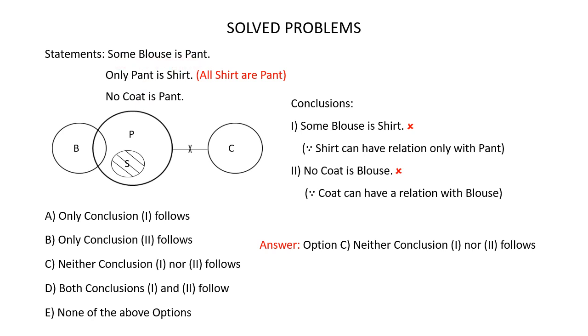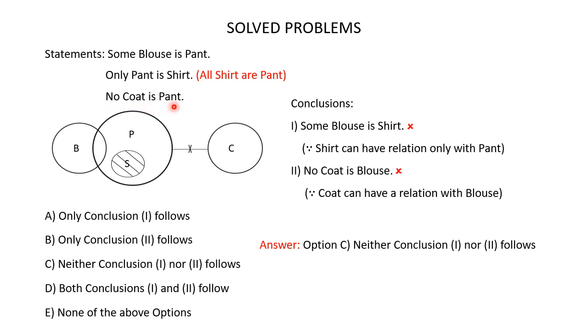Some blouse is pant. This means in the Venn diagram there has to be a partial overlap between blouse and pant. Only pant is shirt. Now you know that only pant is shirt is nothing but all shirts are pant. So in the Venn diagram, all shirt should be inside pant. Shade the circle for shirt to show that shirt can have a relation with only pant.